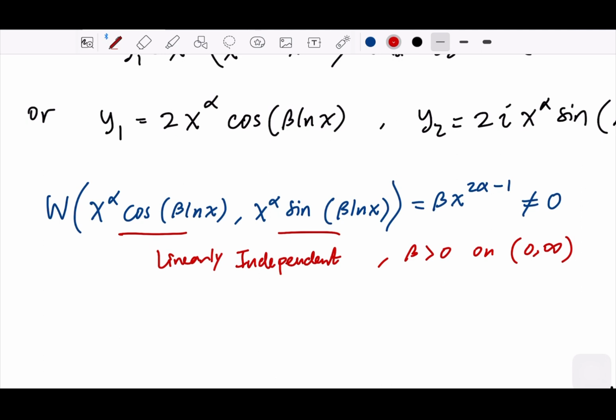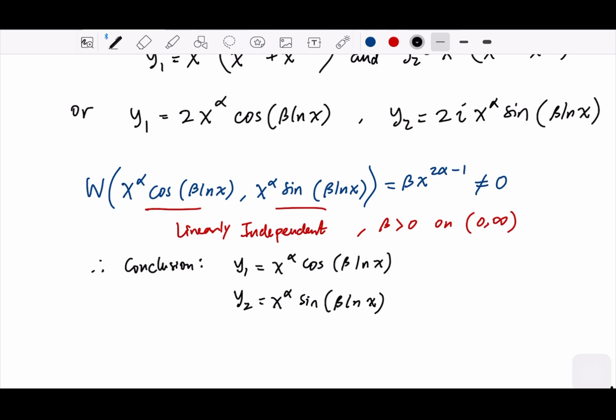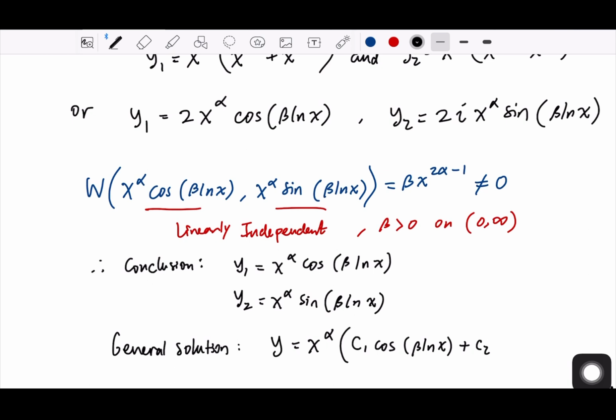So the conclusion is y1 is x with power of alpha cosine beta ln x, and y2 is x^alpha sine beta ln x. So they are our fundamental set of real solutions of the differential equation. For the general solution from y1 and y2, we can just add a constant to each of them. So y is equal to x with power of alpha times c1 cosine beta ln x plus c2 sine beta ln x, and that's it.